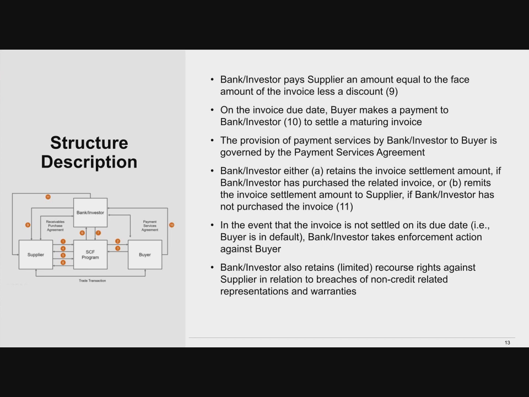Now, if the bank investor agrees to discount the invoice, it pays the supplier an amount equal to the face amount of the invoice less a discount, step 9. And on the invoice due date, be that 90 days or a longer period outstanding, the buyer makes a payment to the bank investor as opposed to the supplier, because the bank investor has purchased the invoice. Payment services are provided to the bank or to the buyer through the payment services agreement.